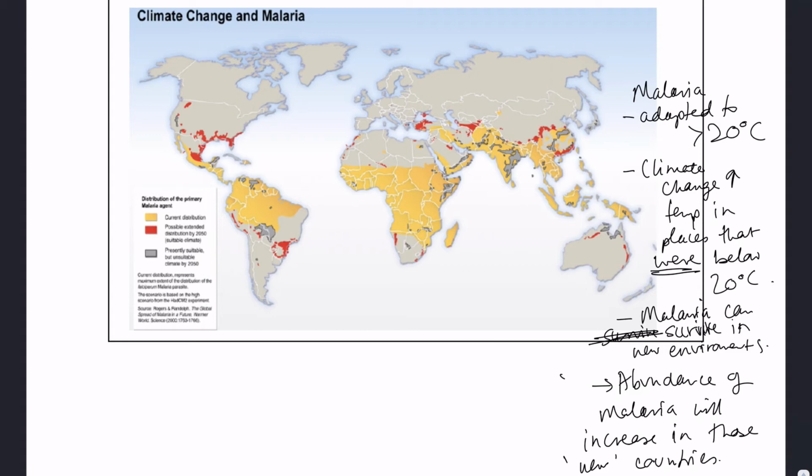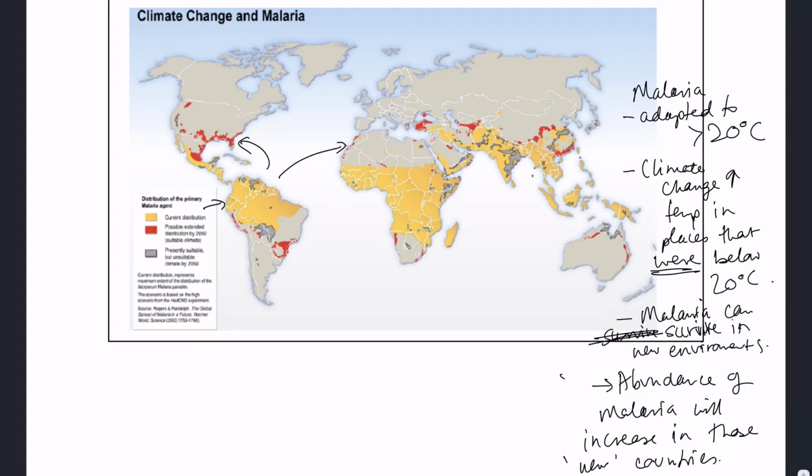of countries that have a temperature higher than 20. So therefore, malaria is no longer limited to the yellow distribution shown on the map. It may then start to occupy the red areas if climate change continues, because its adaptation is allowing it to survive in those places, which now, so the abiotic condition of those countries have changed.